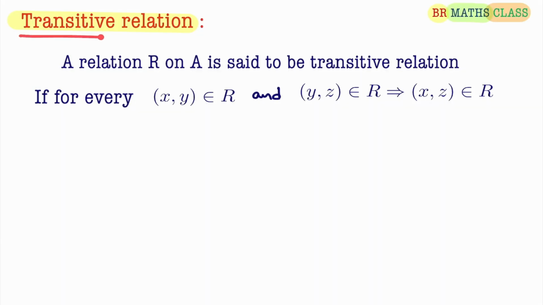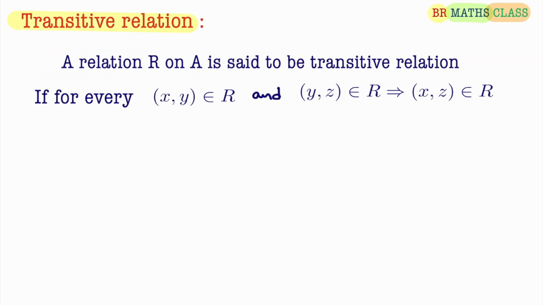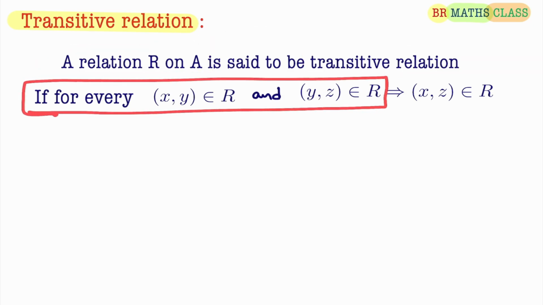Now, transitive relation. Actually, it is a bit confusing to many students, but I'll give very good examples. With that, you will never say that checking a transitive relation is difficult. Okay, a relation R on A is said to be a transitive relation if for every x comma y and y comma z belonging to R, you please observe this part.